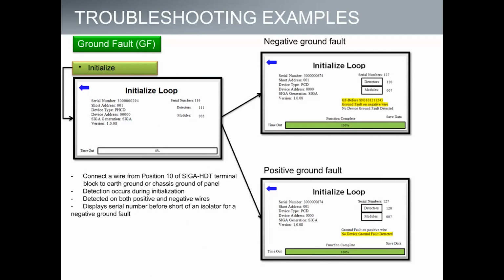The ground fault function. Connect a wire from position 10 on the SIGA-HDT terminal block to an earth ground reference such as the panel chassis or ground screw of the panel. The ground fault detection will occur during the initialization process. The HDT can detect grounds on both the positive and the negative wires of the loop.